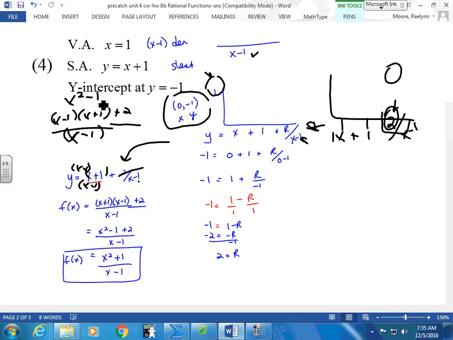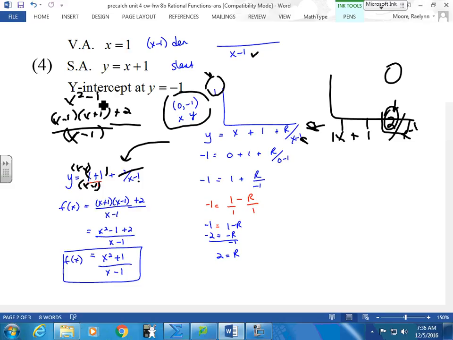Questions? These are probably the most confusing because you're not given a lot to work with, but you've got to work backwards. Yes? When you have, what are you doing with the red writing? The red writing? And how do you get, why do you divide by 1? I don't know what I did there.